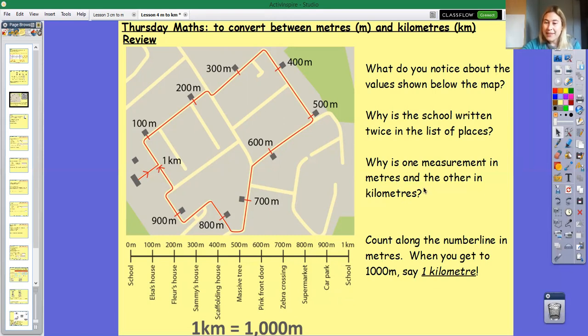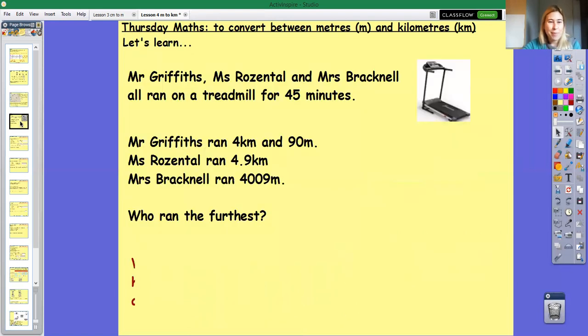Why is one measurement in meters and the other one in kilometers? Well, hopefully that's because you now know that 1,000 meters is the same as 1 kilometer. Okay, super. So let's learn, because we're going to think about converting between our meters and our kilometers now. So Mr. Griffiths, Miss Rosenthal and Mrs. Bracknell all ran on the treadmill for 45 minutes. Must have been quite sweaty after that. Here are the distances that they ran. I want us to know who ran the furthest.